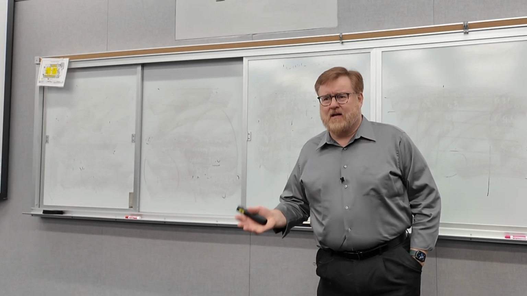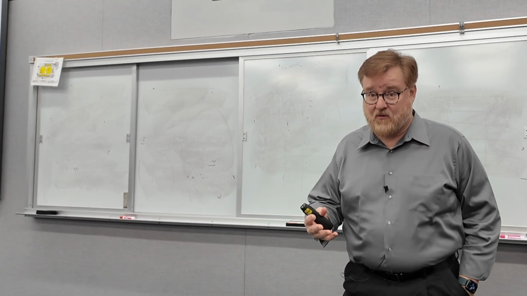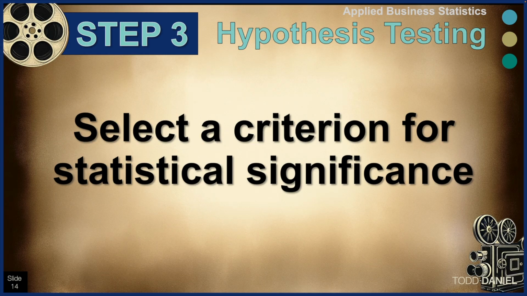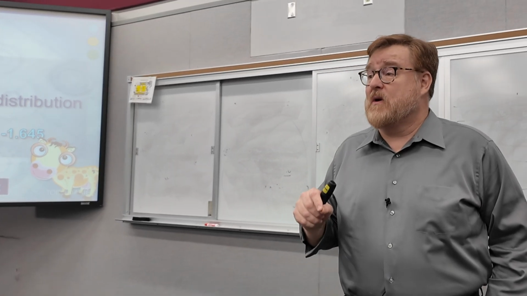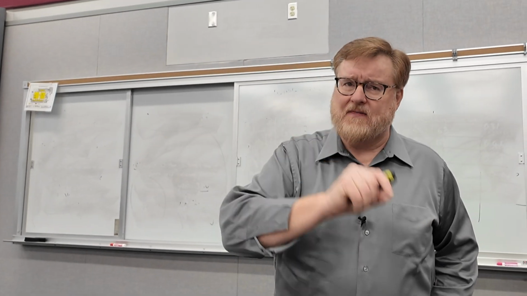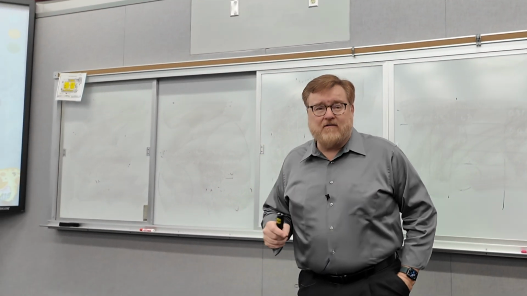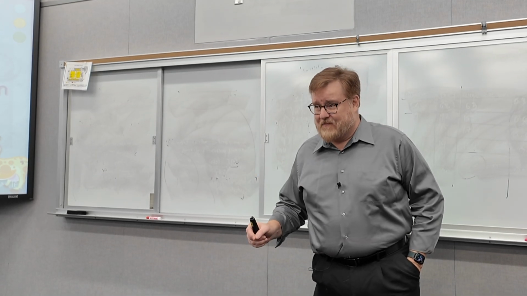Once I've established my null and alternative hypothesis, then step 3, we're going to select the criterion for statistical significance. We'll need to have some kind of alpha level. We're going to keep our alpha level at 0.05, unless we're told otherwise, usually in a word problem. The critical value for any normal distribution based upon an alpha of 0.05 is always going to be the same. So this is another good reason to do both that probability test and the z-test together. The critical value is really easy to calculate.